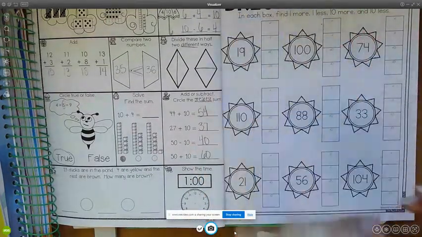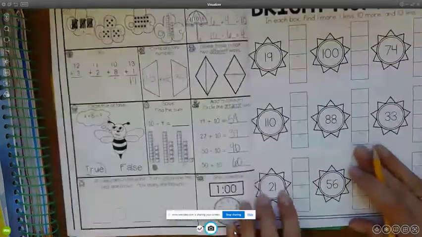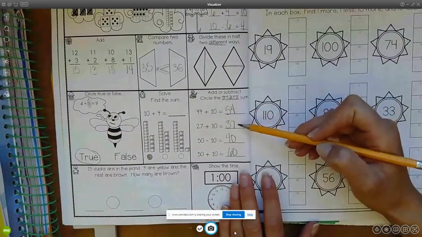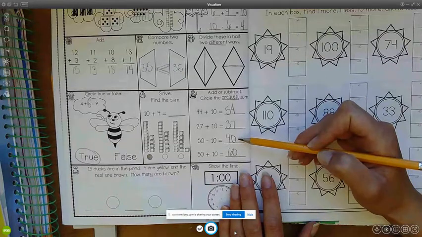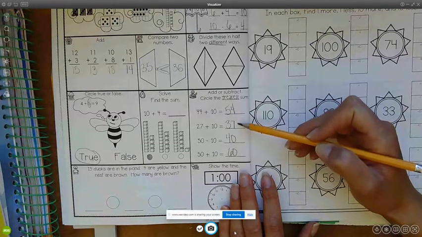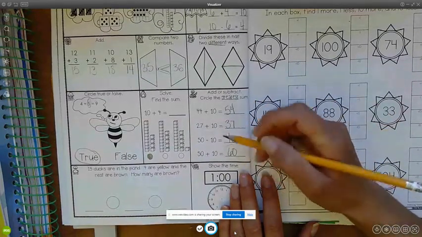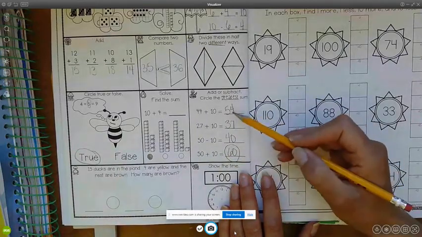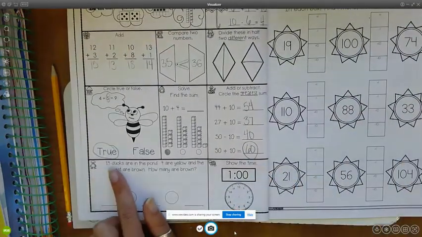Now, I can't forget my second direction. That was circle the greatest sum. Does greatest mean the biggest number or the smallest number? It means the biggest number. So I'm looking through my numbers, and I noticed that my biggest number is 60. 60 because it has 6 tens, and the rest of them don't have as many tens. They're not as big.